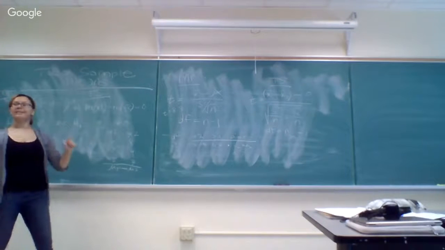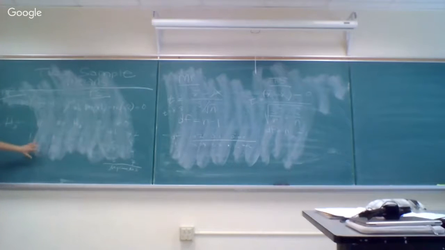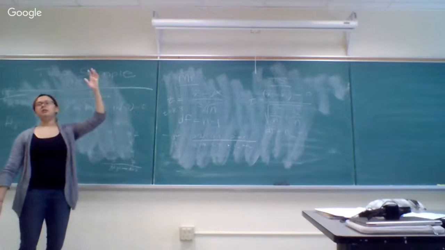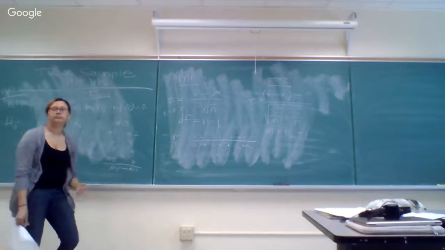Can you say all of that? Yeah, so for probabilities, you're using the binomial probability. For one mean, you're using Z. And for difference in means, or two means, you're using T.